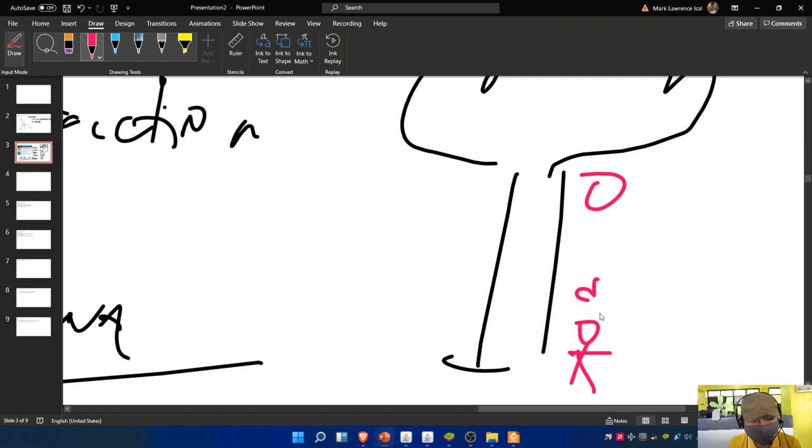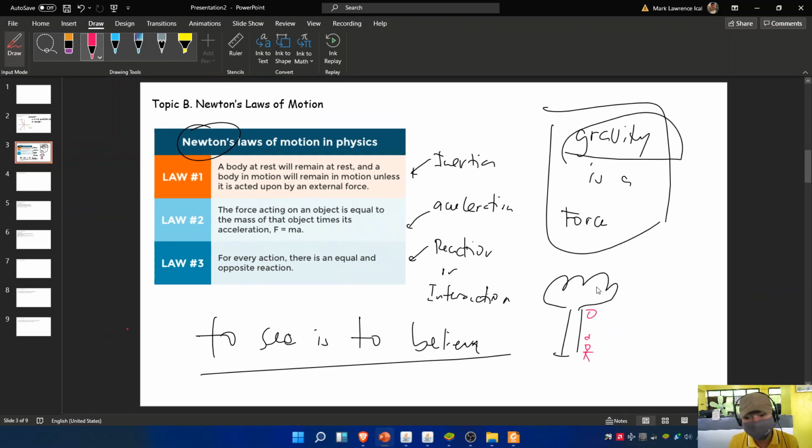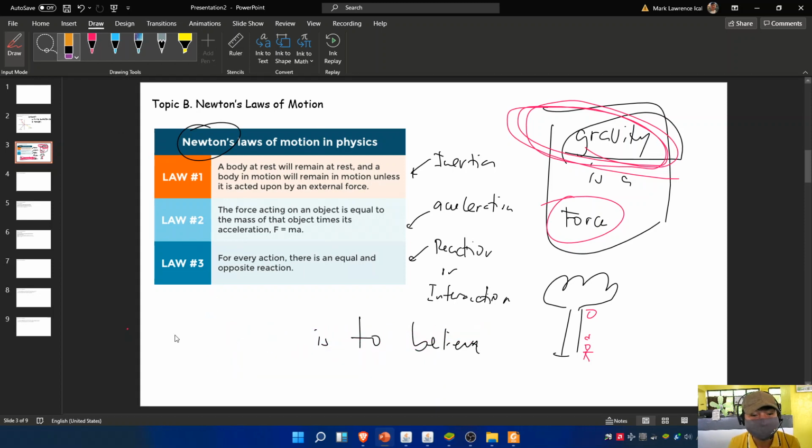But Isaac Newton said, "No, that's not plausible. That's ridiculous." So he thought of a concept, or he said to himself, "What if there is a force behind the falling objects?" And yeah, so he was correct. There is a force, what we call gravity. We don't see gravity, but we believe there is gravity. So, to see is to believe is bullshit. It's bullshit. Okay? Wala natin yan.